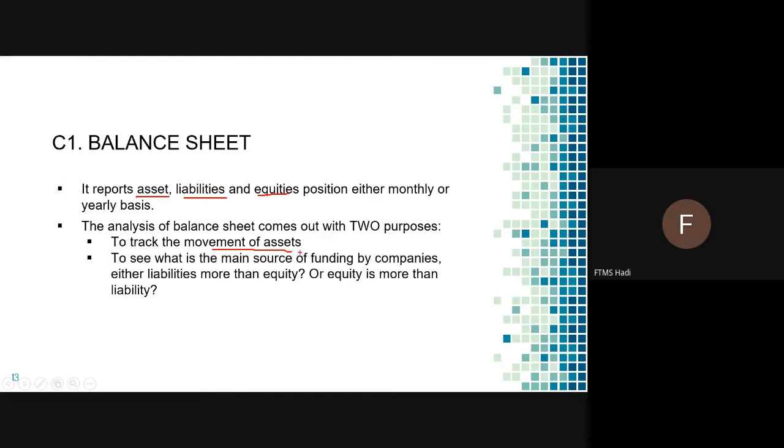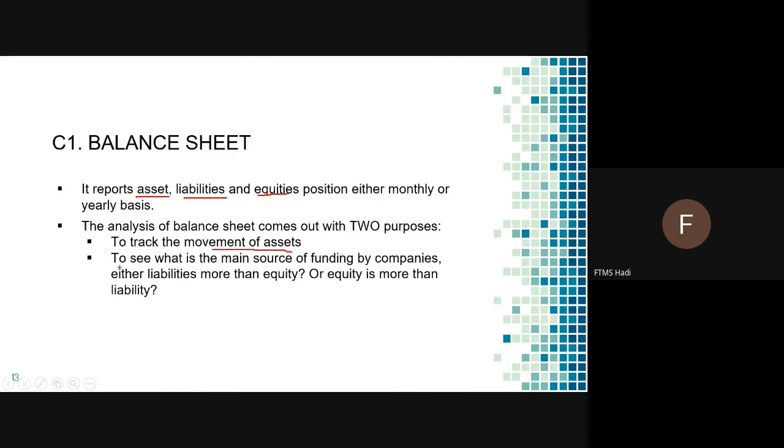We want to see in the asset whether it is more on current asset or fixed asset. If there is more on fixed asset, what kind of fixed asset did they purchase? As far as current asset is concerned, later on we will talk about that. How much cash they have, how much debtors they have, later on we will see.